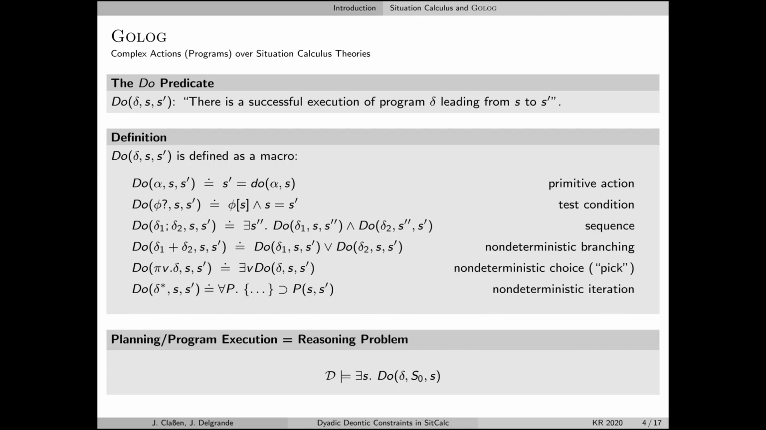Planning our program execution then boils down to a reasoning problem where we try to prove the existence of a situation S that is reachable from S0 by means of an action sequence admitted by program delta. Also notice that due to non-determinism in general, the same program may admit multiple execution sequences.